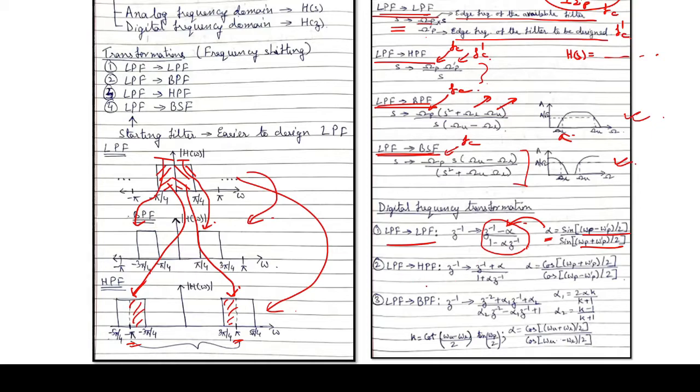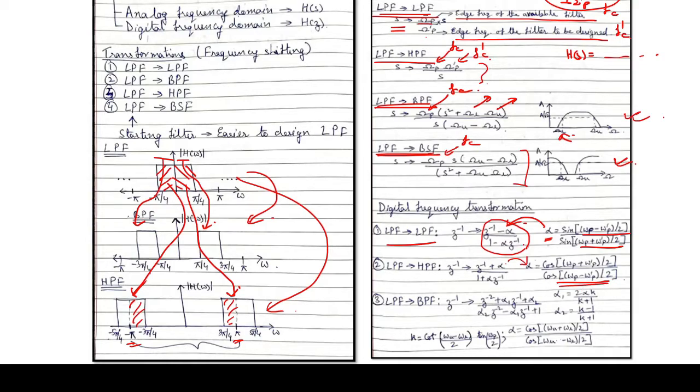Then low pass filter to high pass filter: Z inverse is transformed to Z inverse plus alpha divided by 1 plus alpha Z inverse. Here alpha is given by cos of (omega p plus omega dash p) divided by 2, divided by cos of (omega p minus omega dash p) divided by 2.